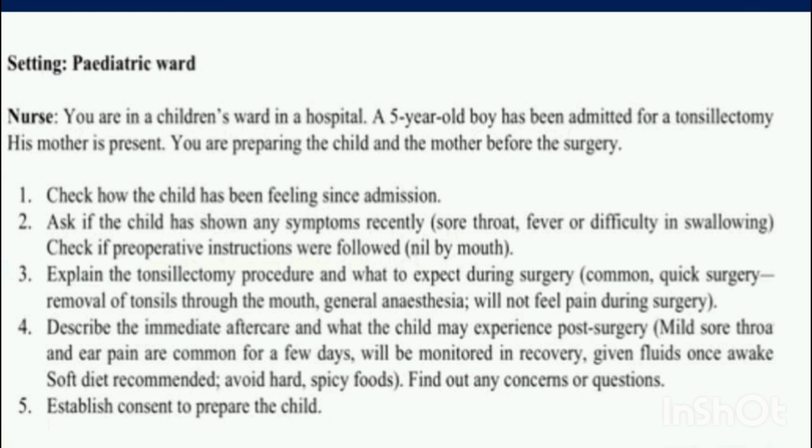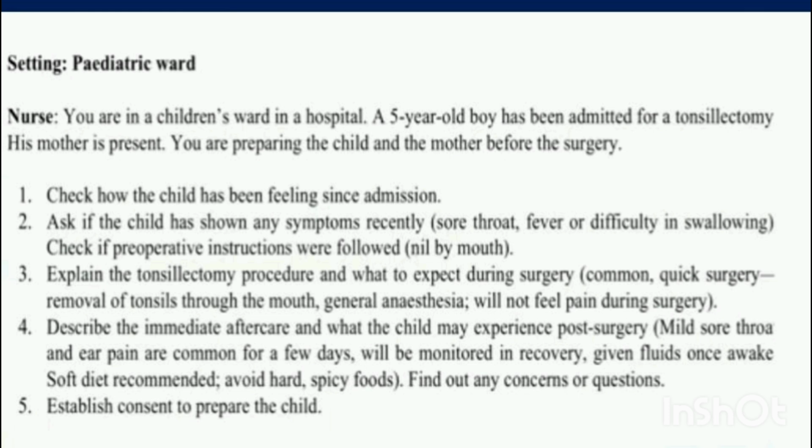As a mother, she has concern about the aftercare of her child. So we as a nurse can tell the mother, "I can understand, being a mother it is very difficult, so don't worry, I will explain to you about after the surgery. John may experience mild sore throat and ear pain. These are very common for a few days, and he will also be monitored in recovery, and we will also provide some fluid once he is awake. And I highly recommend giving a soft diet and avoiding spicy and hard food." So this we can explain like this. And at last, to find out any concern or question we can ask, "Do you have any other concern to ask?"